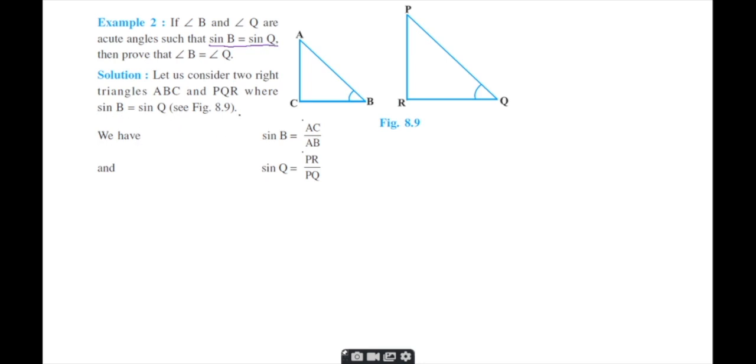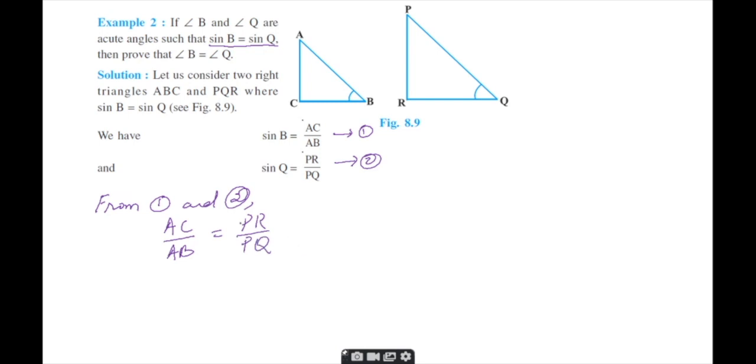So what is sin B? Sin B in the first figure is the opposite side, that is AC divided by AB, and sin Q is equal to PR divided by PQ. So from these two, let us call it number 1 and 2. From 1 and 2, we can write AC by AB is equal to PR by PQ.